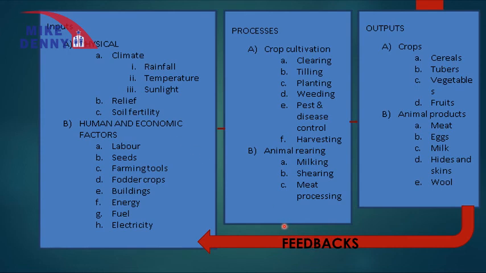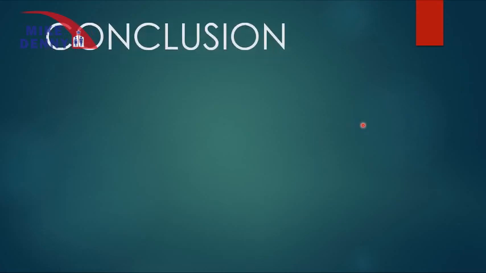So generally, dear Form 4 students, when we talk about agriculture as a system, take note of the input, which gives way to processes, and finally which gives way to output. And we must talk about the feedbacks, which come back to input. So I hope you understood agriculture as a system.